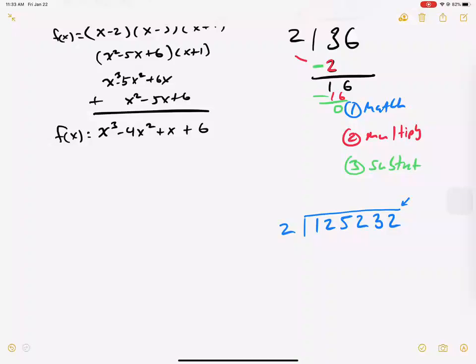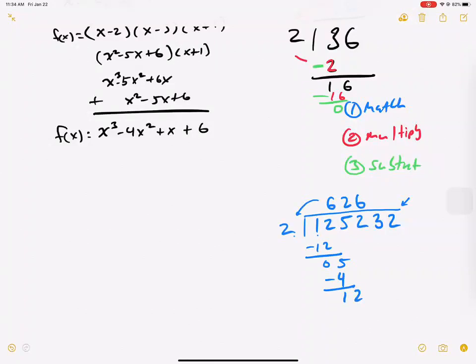We're going to match. So 2 goes into 12 6 times. We multiply downward. And then we subtract. 0. Bring down the next term. We match. The best we can match is by 2. 2 times 2 is 4. We multiply and then we subtract. We match.